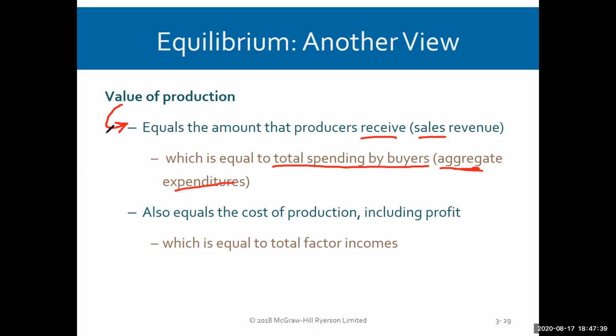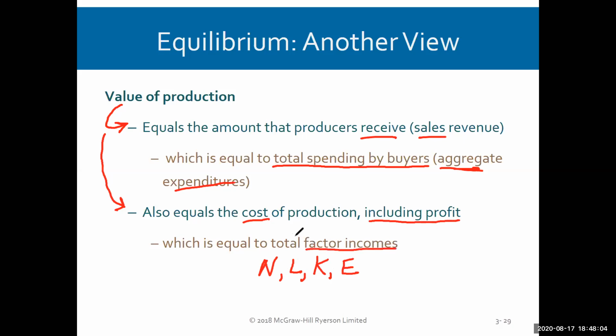Well, the value of production also equals the cost of production, but only if you include profit. Because for the cost of production, I have to use some land maybe, I have to use labor, I have to use some capital, and I have to use entrepreneurial experience or enterprise. Those are all my factors of production. So if I add up all my factor incomes, the cost for the land, the cost for the labor, the cost for the capital, and I include the profit factor, then that total is also the value of the production.